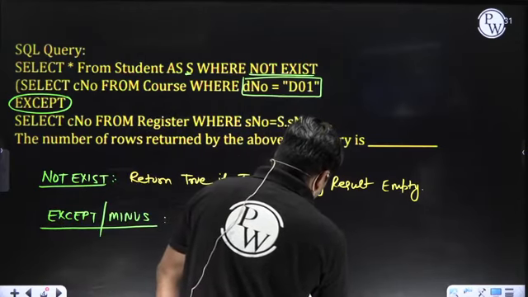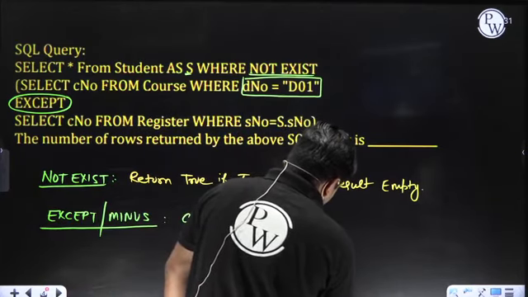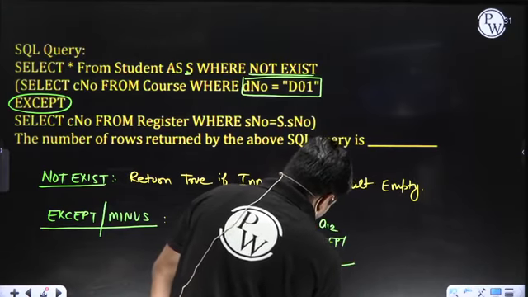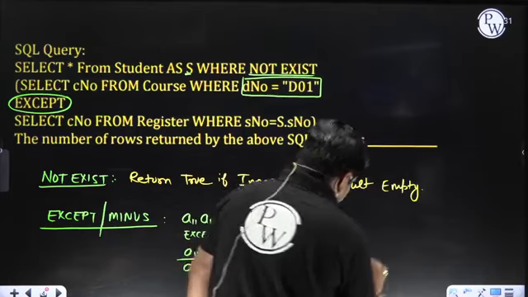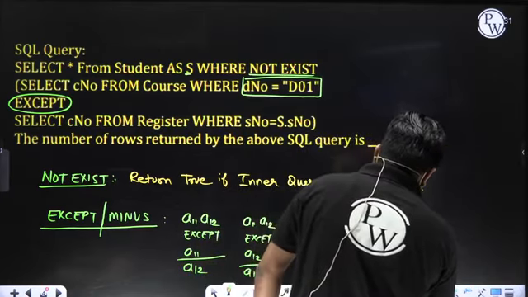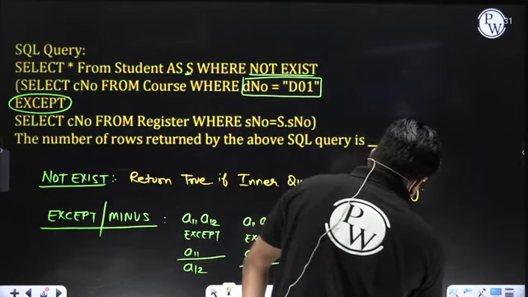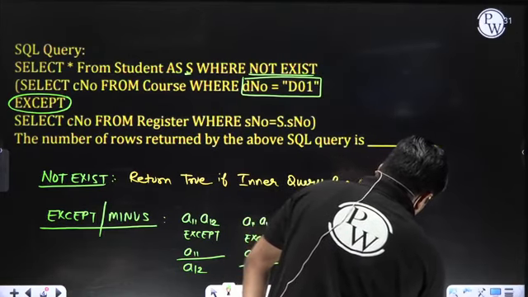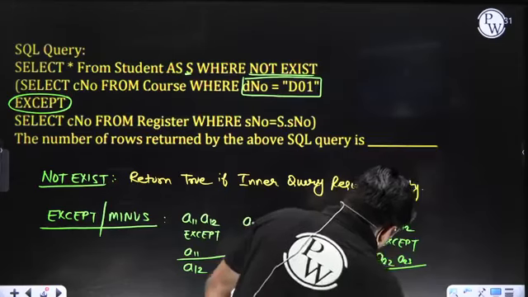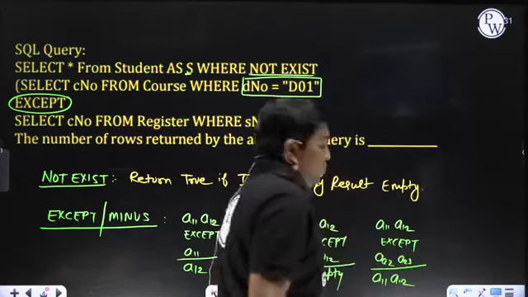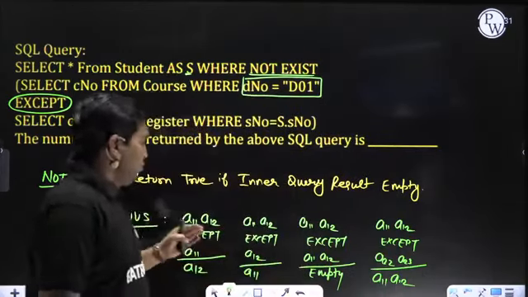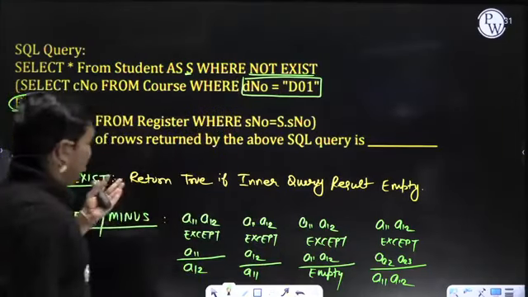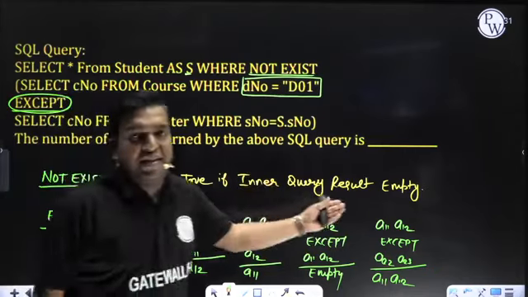A11, A12 except A11, A12: what is the output? Empty. Here, let us assume A11, A12 except A21, A22, A23: what is the output? A11, A12. So my objective here is, first of all, to decode these things: except, and not exists, which returns true if the inner query result is empty.